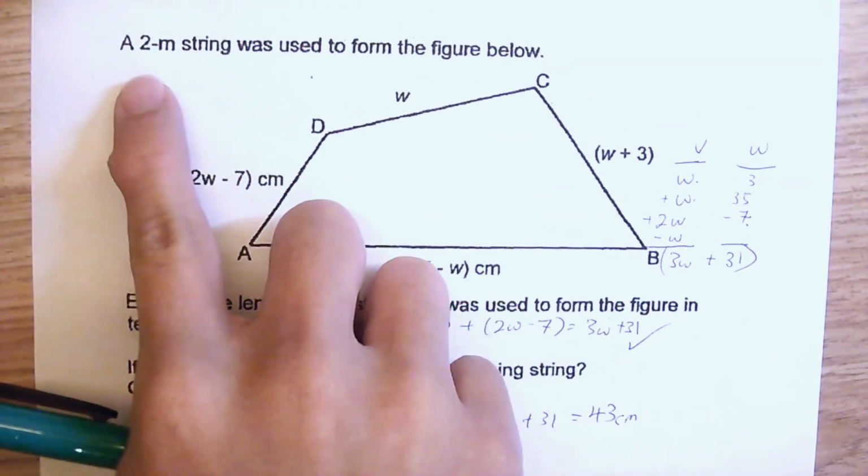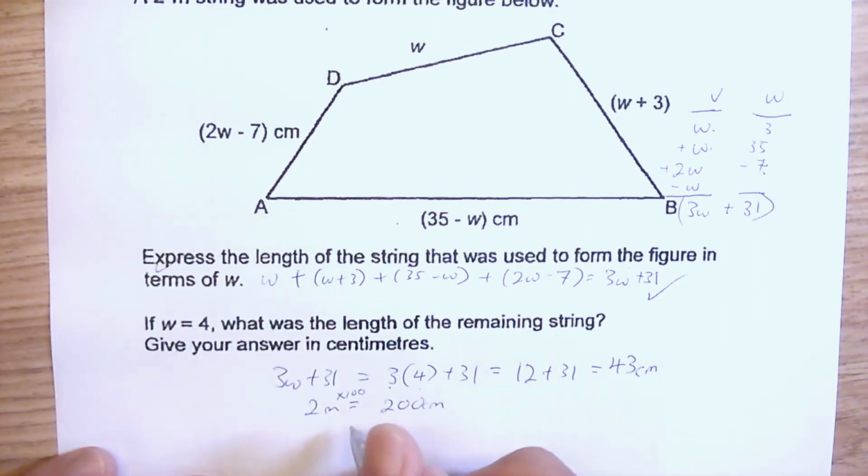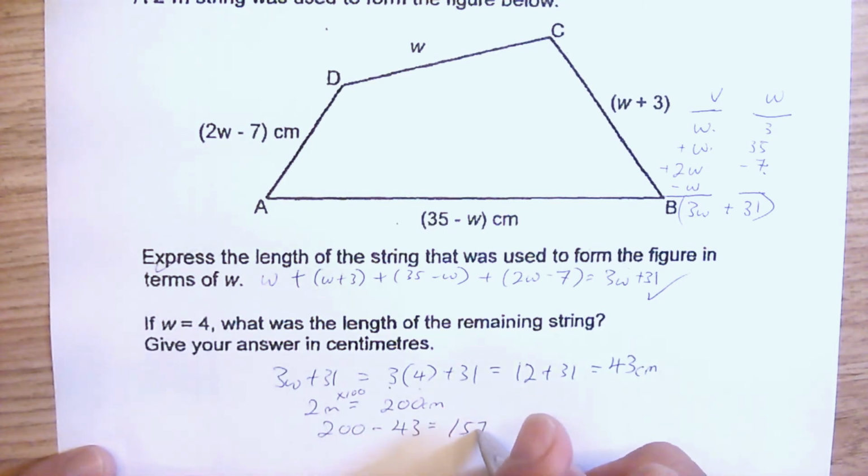In total, they gave us 2 meters, so we have to take 2 meters, convert it to cm, so you must multiply this by 100, giving us 200 cm. Then the last part is taking 200 cm minus 43, giving us 157 cm. So this is the answer.